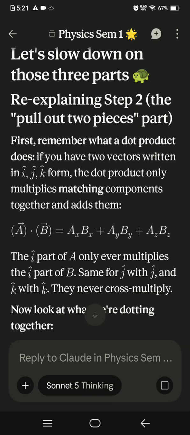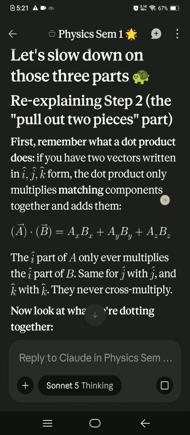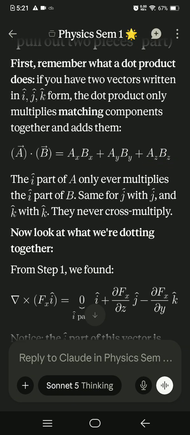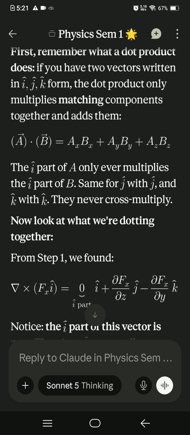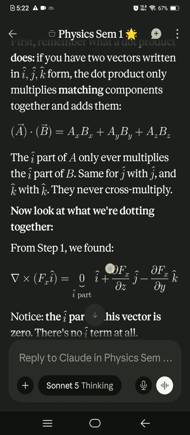Re-explaining step 2, the pull out two pieces part. So remember what a dot product does. If you have two vectors written in ijk form, the dot product only multiplies matching components together and adds them up. So a dot b is ax bx plus ay by plus az bz. The i part of A only ever multiplies the i part of B. Same for j with j and k with k, they never cross multiply. Now look at what we are dotting together.